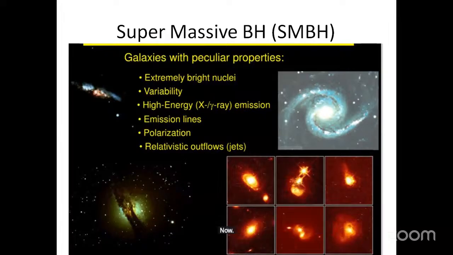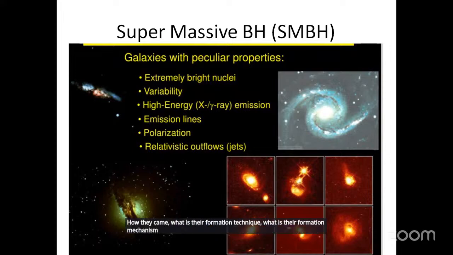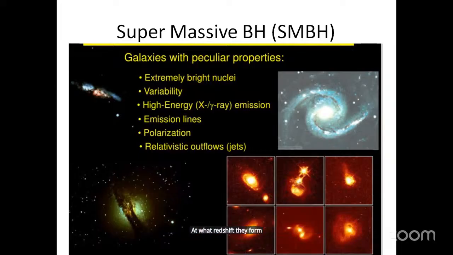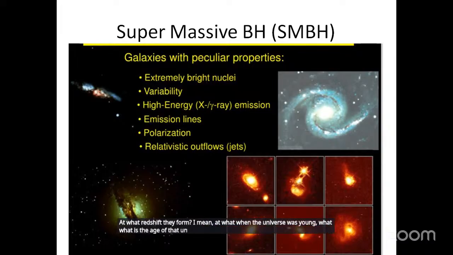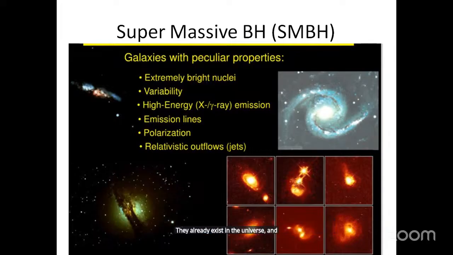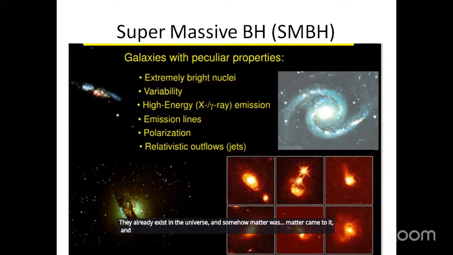How did they come about, what is their formation mechanism, at what redshift do they form? I mean, when the universe was young, what was the age of the universe when these supermassive black holes formed? All these are open questions. Nobody exactly knows. Some people say that they are primordial black holes. Primordial means they already existed in the universe and somehow matter came to it and all this galaxy formation came into the picture, but exactly we don't know.